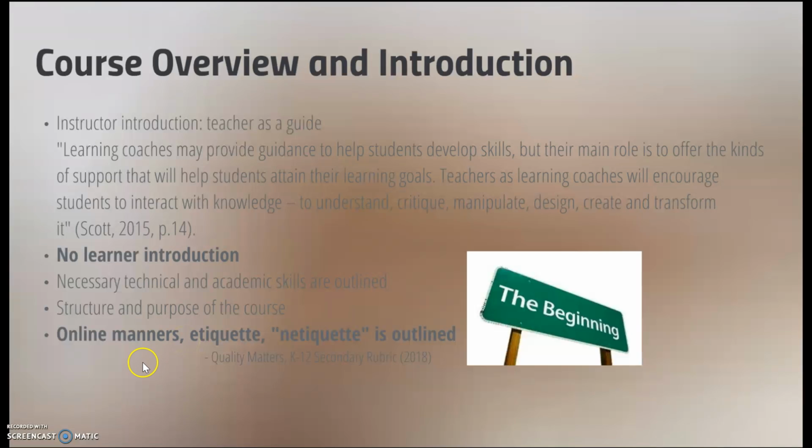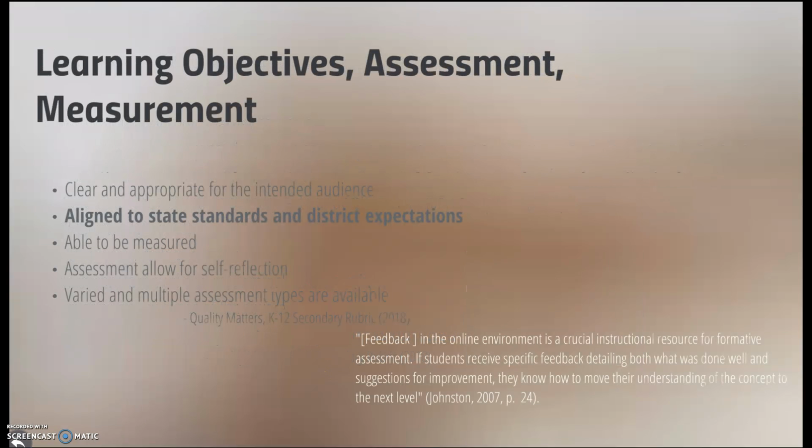You're also responsible for teaching online manners or netiquette. These students are learning how to learn, and they need to understand what's appropriate. Learning objectives have to be aligned to state standards, district expectations. As adults, we learn things that we have drives to learn, but as a K-12 student, you have to have a basic educational foundation. Your assessment should really allow for self-reflection, which would help them further in their cognitive development as they consider what they need to move past, and feedback will help you do that.